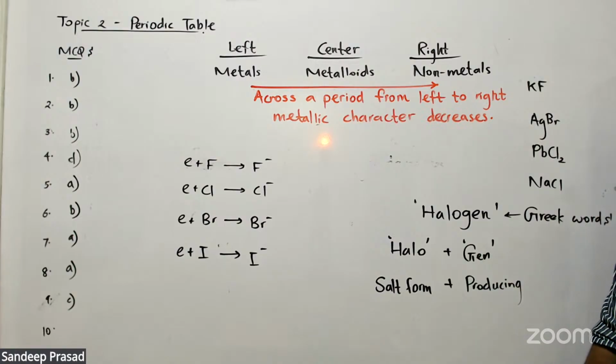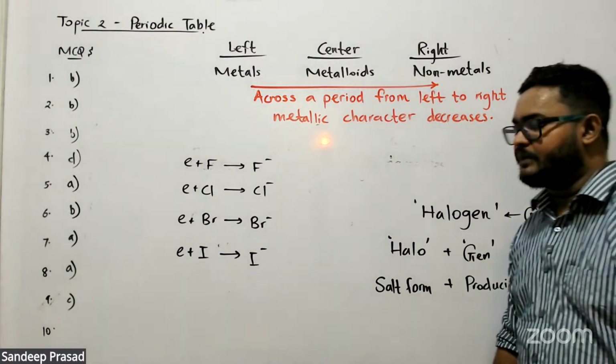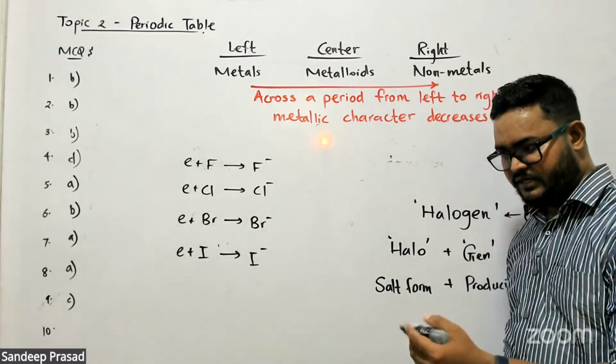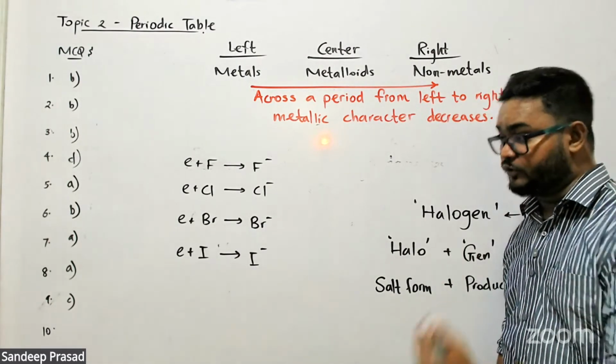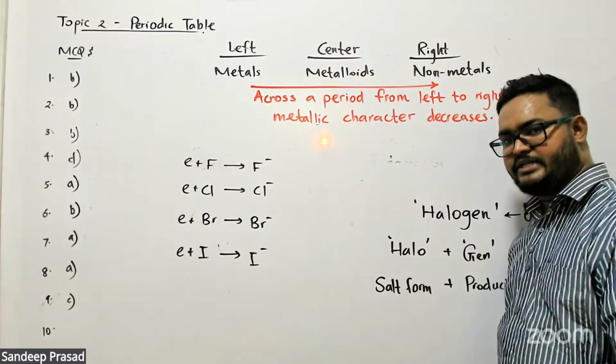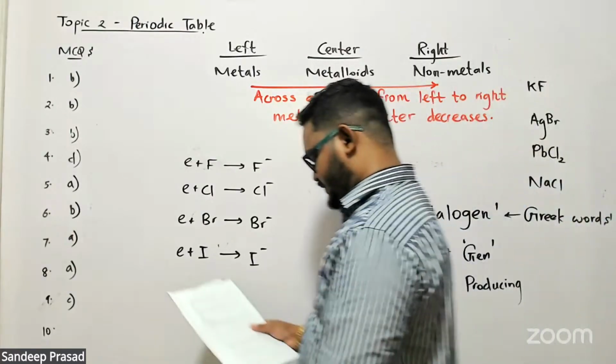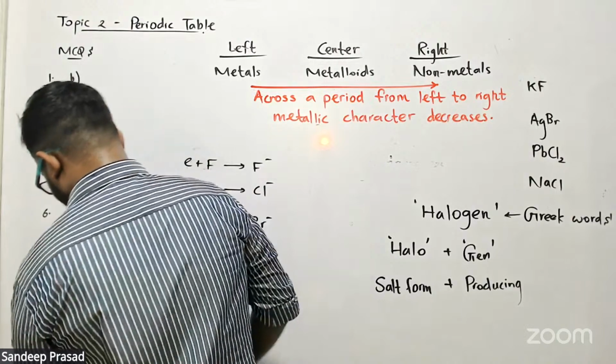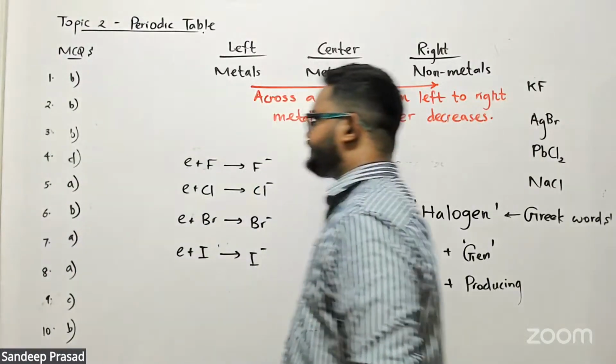Number 10, the number of valence electrons in group number 2. In group number 1, you can say that there is only 1 in the valence shell. In group number 2, 2, right? So there are 2. So here the answer is B. Question number 10, answer is B.